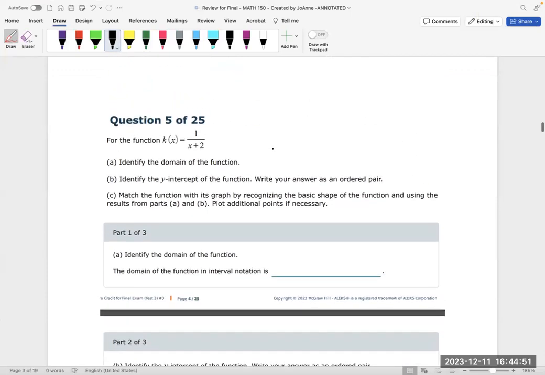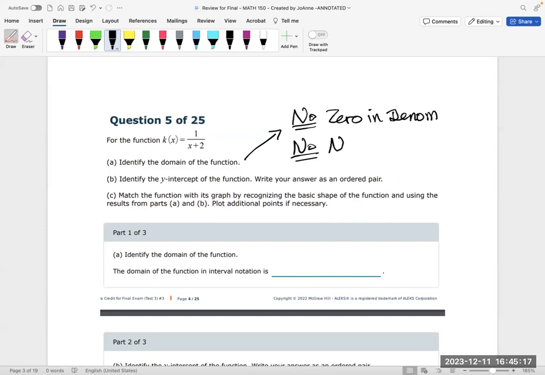First, identify the domain of the function. The domain, there are 2 factors. We are never allowed to have a 0 in the denominator, and we are never allowed to have a negative under a square root. We have no square root, so we don't have to worry about that in this case.